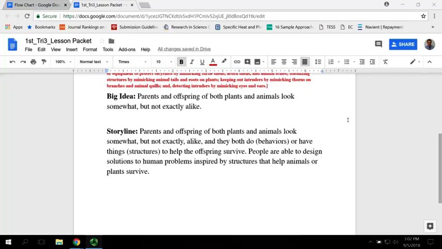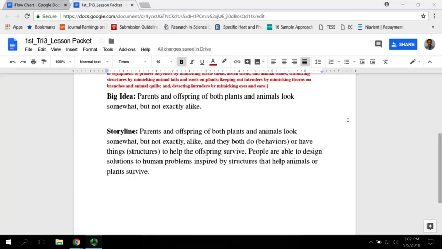So let's start out with the big idea, simple big idea for the first grade students. Parents and offspring of both plants and animals look somewhat but not exactly alike. And the point here is we're trying to get students to recognize that animals get traits from their parents, so do plants, and most of those traits are going to be similar to their parents, but they're going to be slightly different. There's going to be some little variations, and those variations may lead to a trait that is more suitable for survival in an environment. So we're talking about the basics of natural selection.